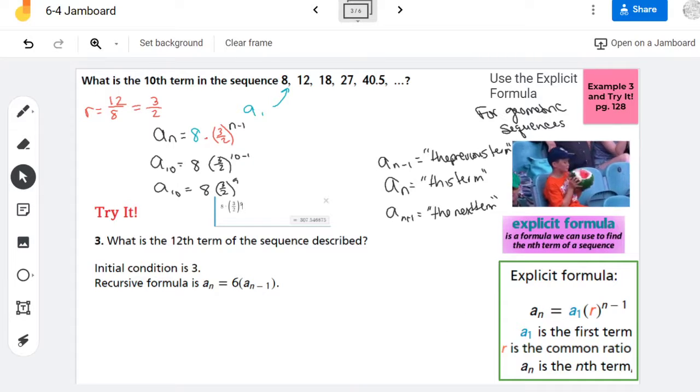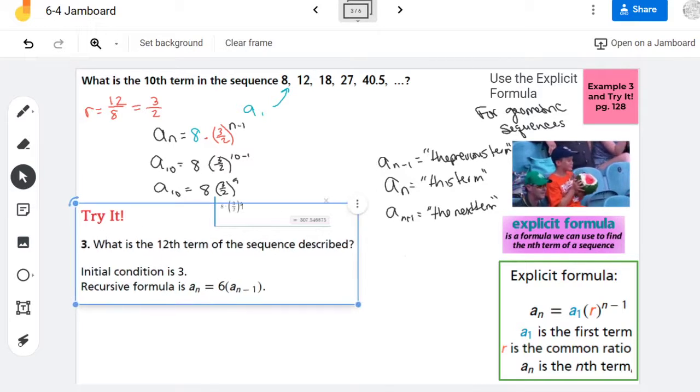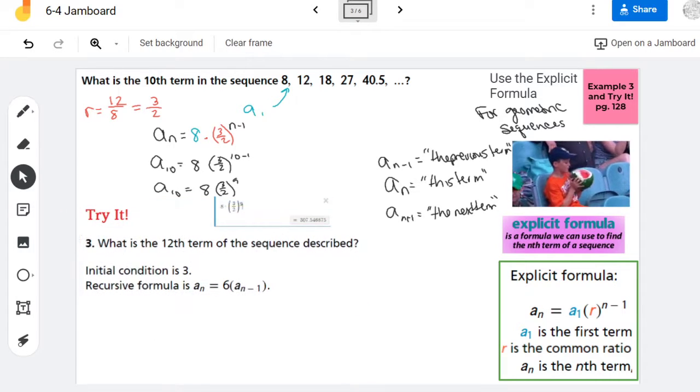So now on our next part, part 2, it says what is the 12th term of the sequence that's described? And they give you an initial condition and they give you a recursive formula. Well, that's annoying. So what I need to do is maybe write out the first couple of terms in my formula so that I can then create an explicit formula from it. Okay? So remember, what this recursive formula says is to find this term, take 6 and multiply it to the previous term.